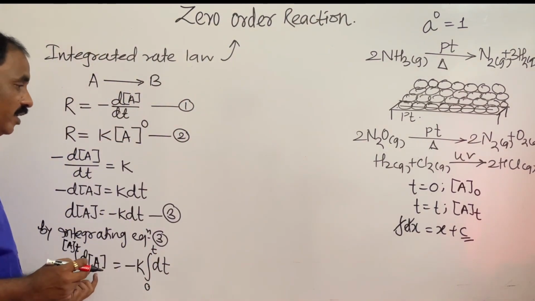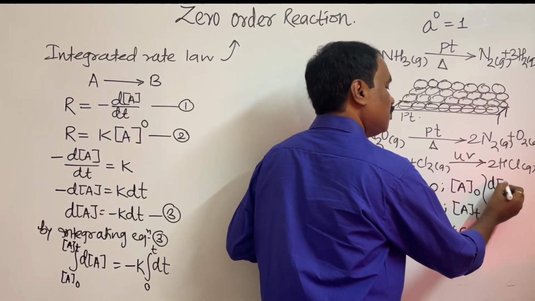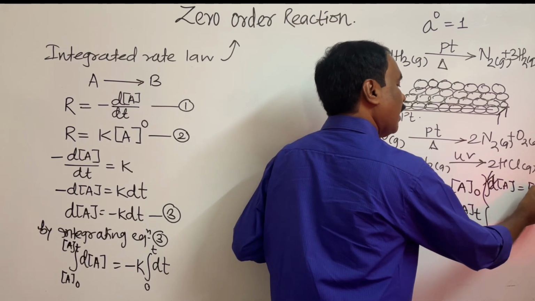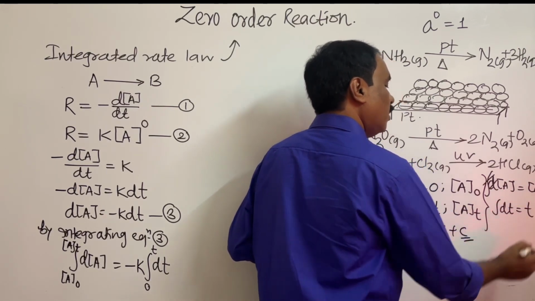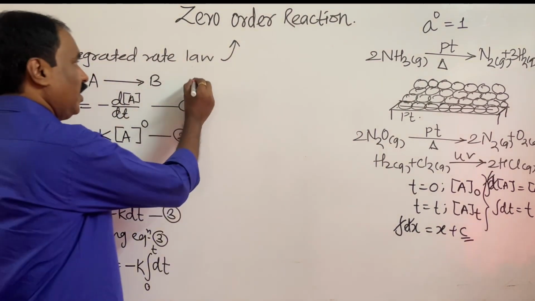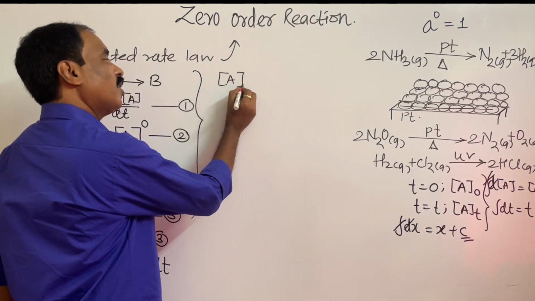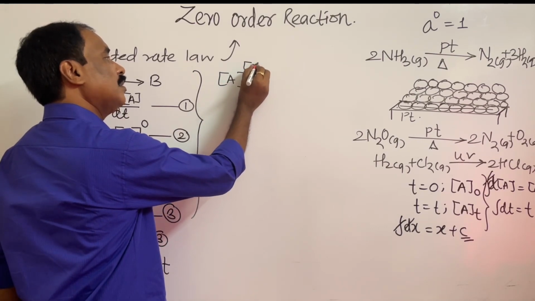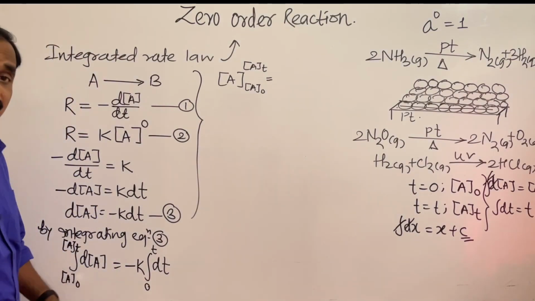Here, integration of dA. What is integration of dA? Integration and derivative cancel, it is only A. Integration of dt will be t. Now integration of dA will be only A. Here the lower limit is A0 and the upper limit is At, equal to minus k as it is.